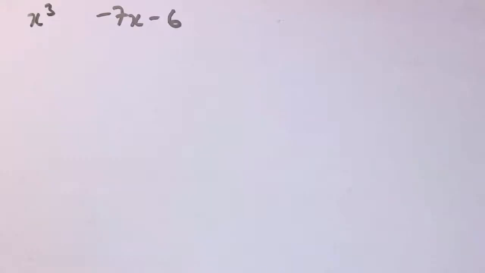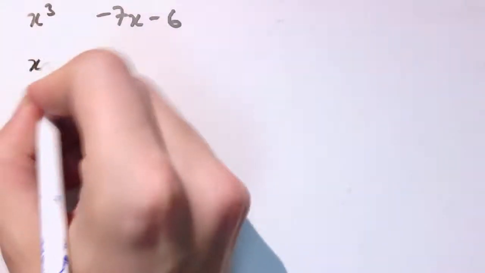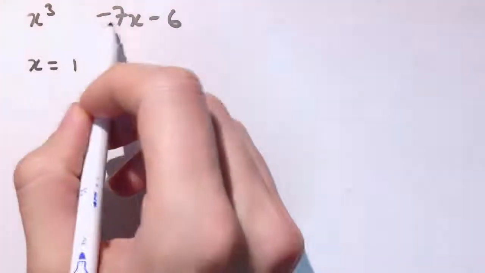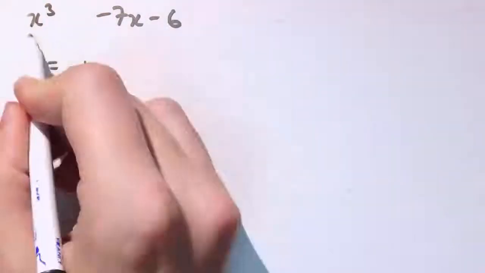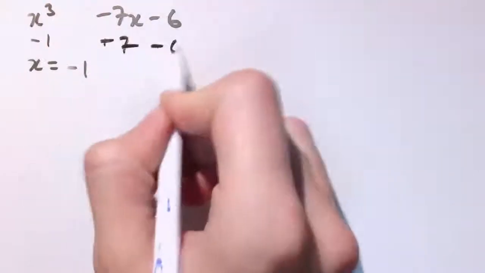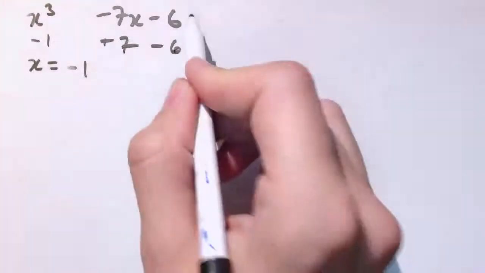I might look for an integer root and find that x equals 1 works here, 1 cubed minus 7, oh sorry, x equals 1 doesn't work, x equals minus 1 works, so minus 1 plus 7 minus 6, that's 0. So that means that x plus 1 is a factor.